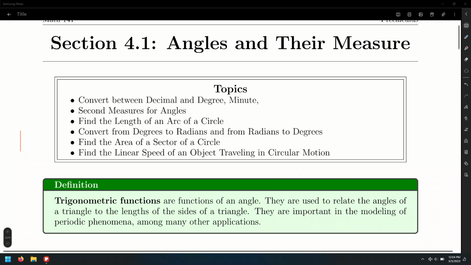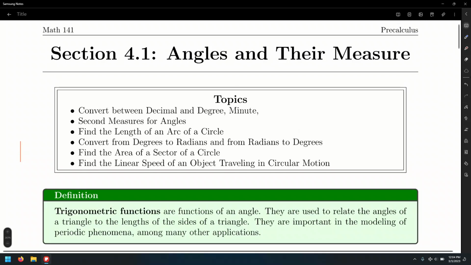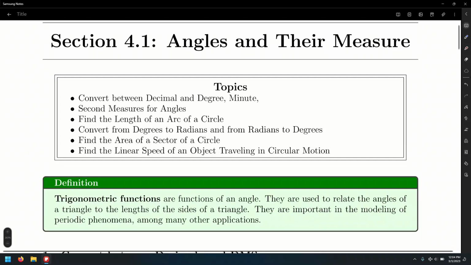Alright, so for section 4.1, angles and their measures. So we're going to talk about trigonometric functions, and you may have seen before how these trigonometric functions are functions mostly of angles, but still, these angles are regarded as real numbers anyway.